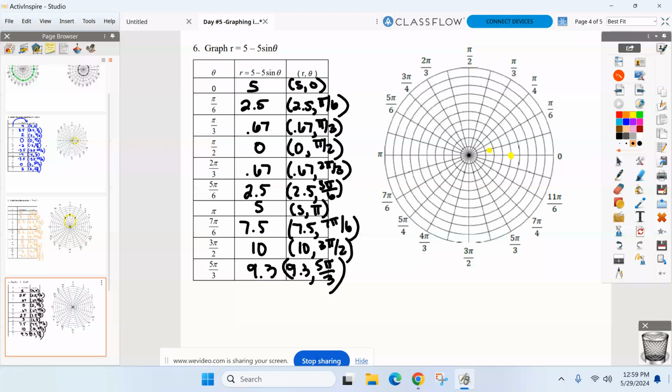Be careful with that 0.7, 0.67. That's going to be a tight one there to the pole. And then we come back to the middle.